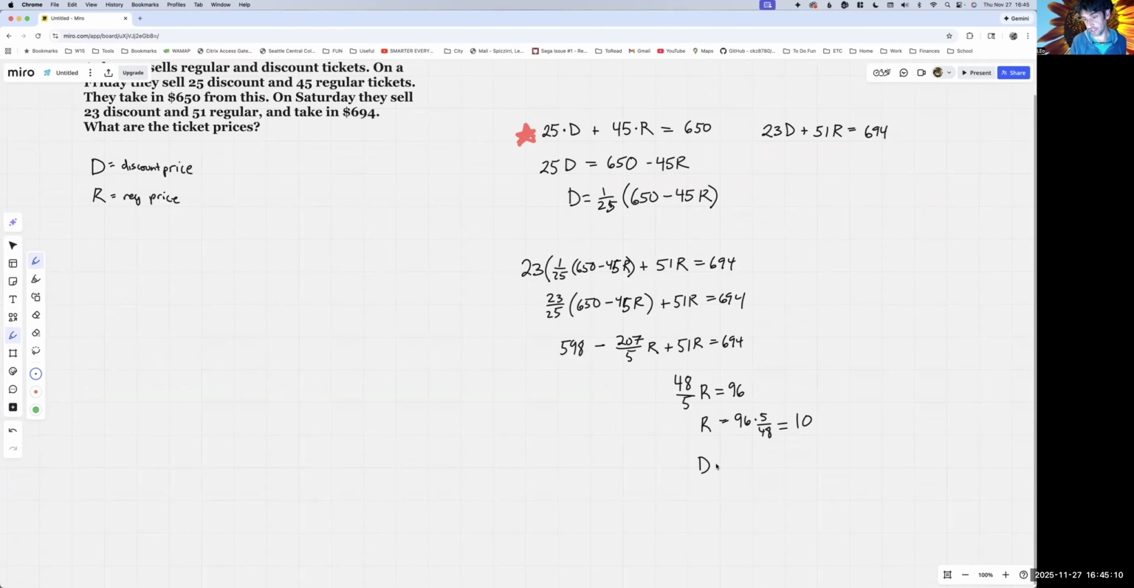I now know that D is equal to 1/25 of 650 minus 45 times 10. Well, that's 650 minus 450, so it's 1 over 25 times 200, or D is equal to 8. So our discount price is $8 and our regular price is $10.